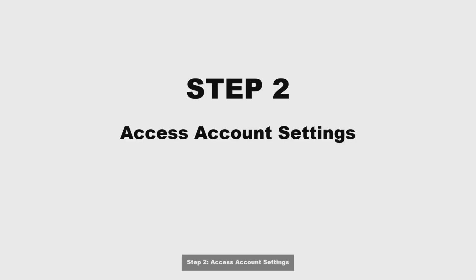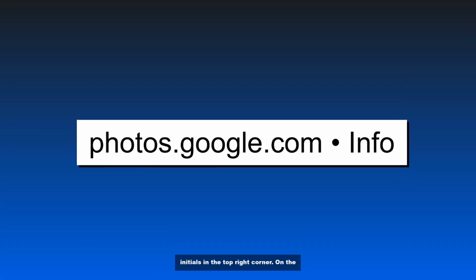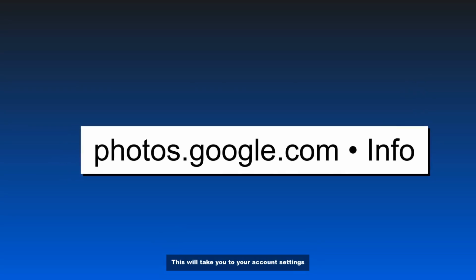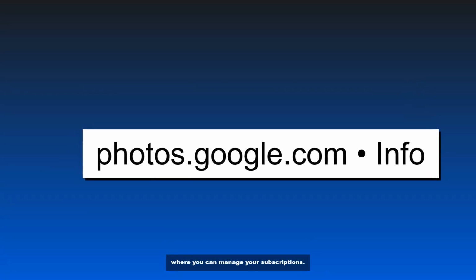Step 2. Access account settings. In-app, tap on your profile picture or initials in the top right corner. On the website, click on the gear icon for settings. This will take you to your account settings where you can manage your subscriptions.